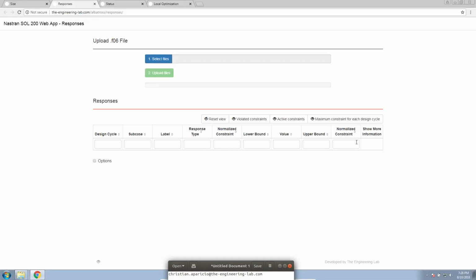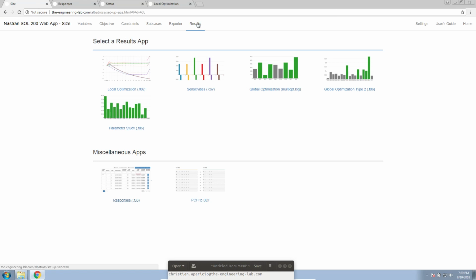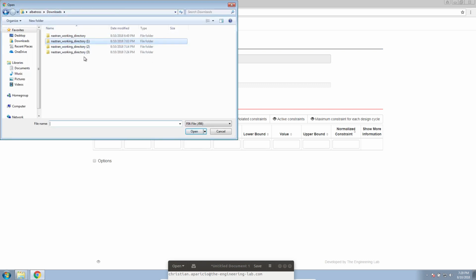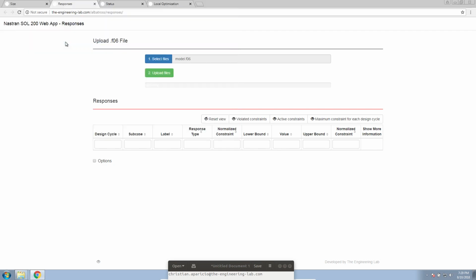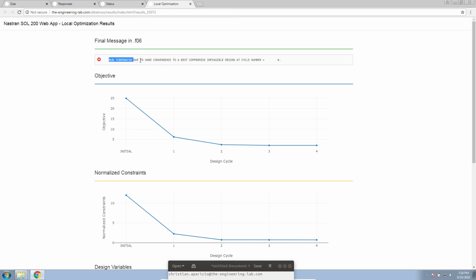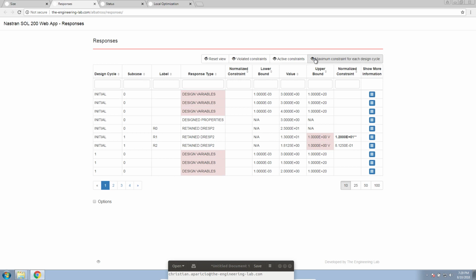So now, let me walk you through the process of how to discover this. If you go to the results section and click on this app, F06 for responses, let's select the F06 file that was produced during the last optimization. Remember, this is the one that produced the message run terminated due to hard convergence to a best compromise infeasible design. So here, let's plot the maximum constraint for each design cycle. That would be this top right hand icon.